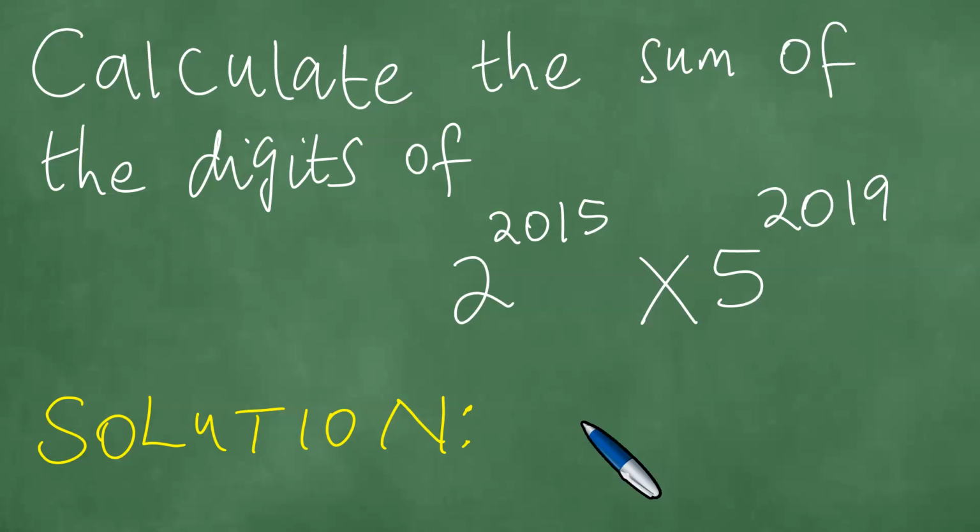Penelo, are you here? Yes, sir, I'm here, sir. Okay, try the question, please. Calculate the sum of the digits of 2 to the power 2015 times 5 to the power 2019.